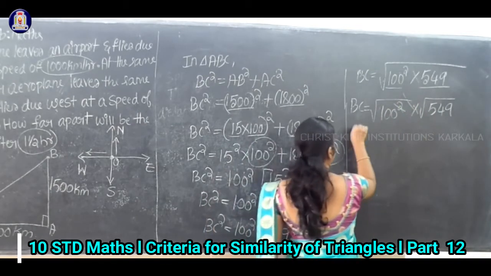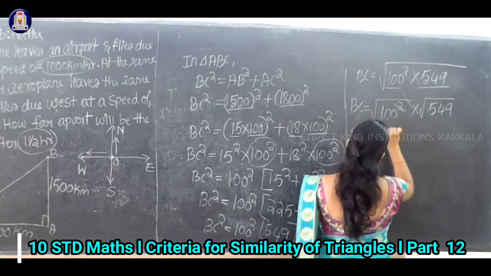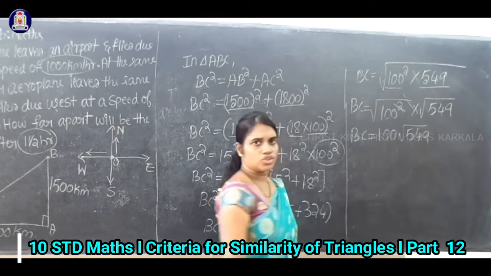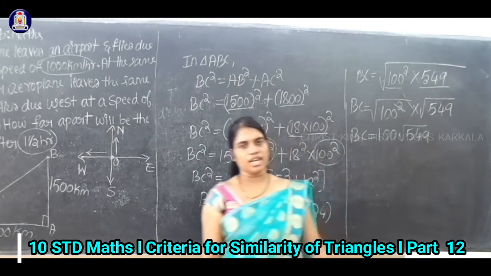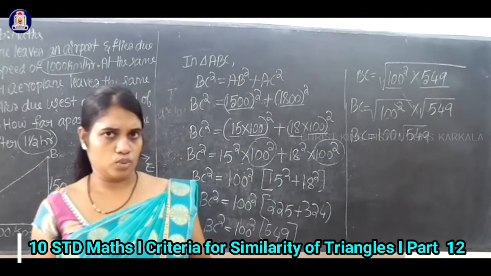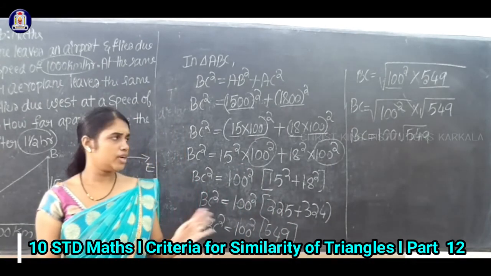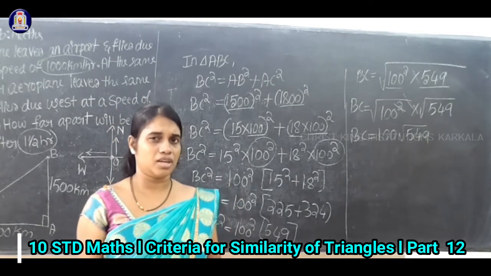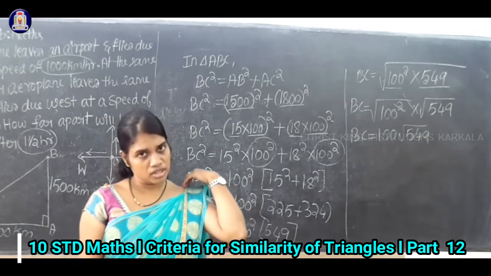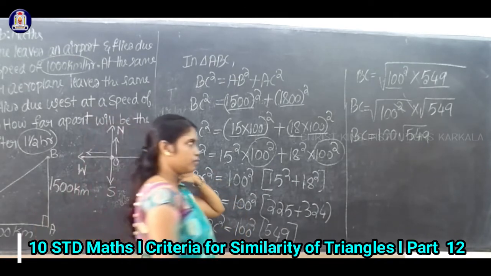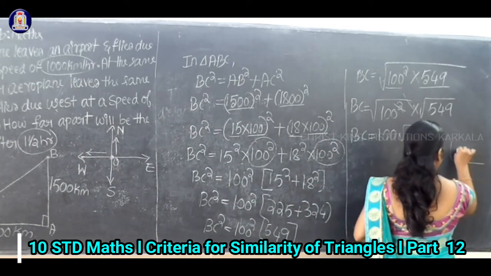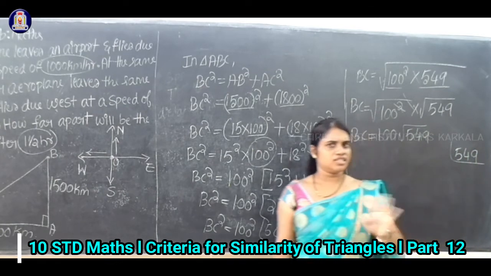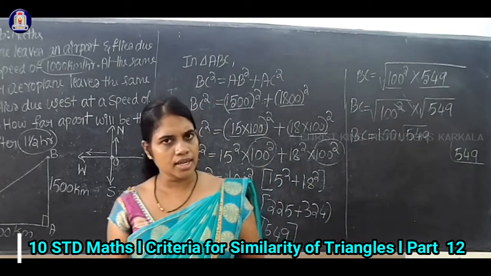Yes. So then I will get BC equal to 100 into square root of 549. Okay, so now 549, is it a perfect square? No, right? So then how to find the square root of 549? Long division method you can apply, but you will get some decimal values. So therefore, instead of that, see here, 549. It is not divisible by 2. So I'll take the next number 3.